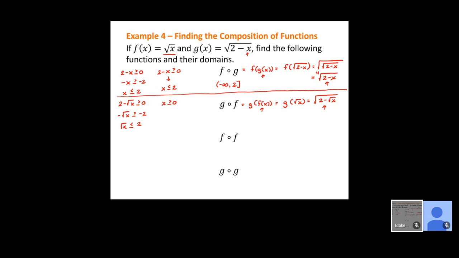And now to get rid of my square root, I'm going to square both sides. And that's going to give us x is less than or equal to positive 4. Just make sure you get rid of the negative first, right, so that you know which way the sign's going to go, and then we can square both sides.